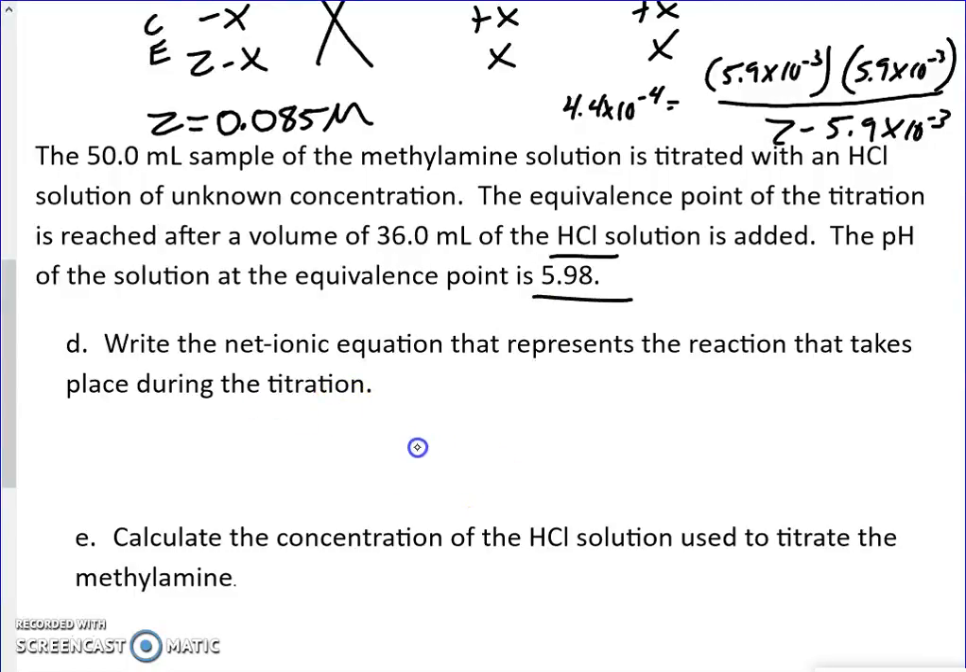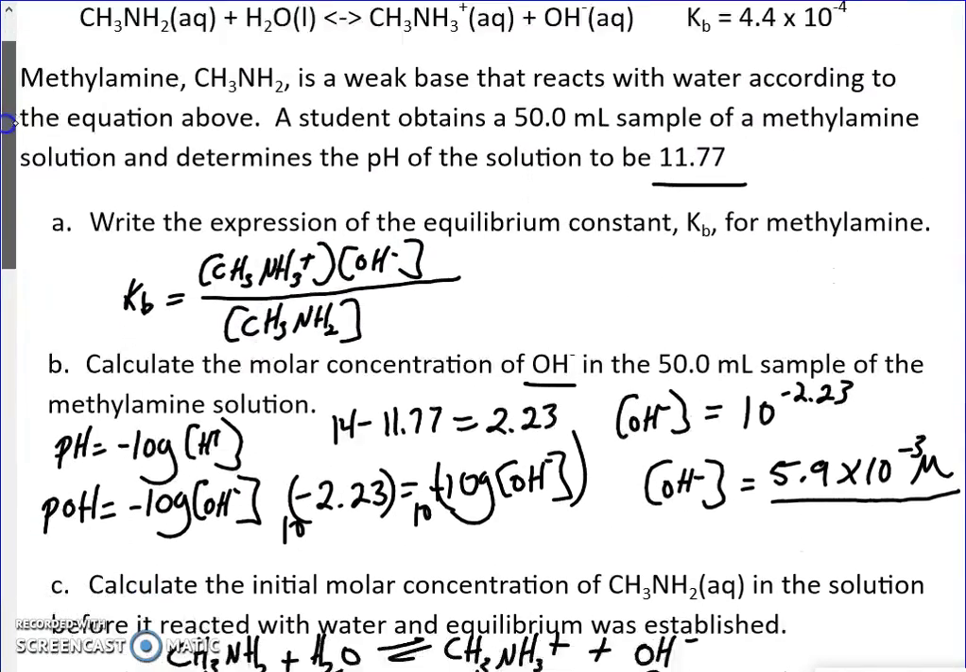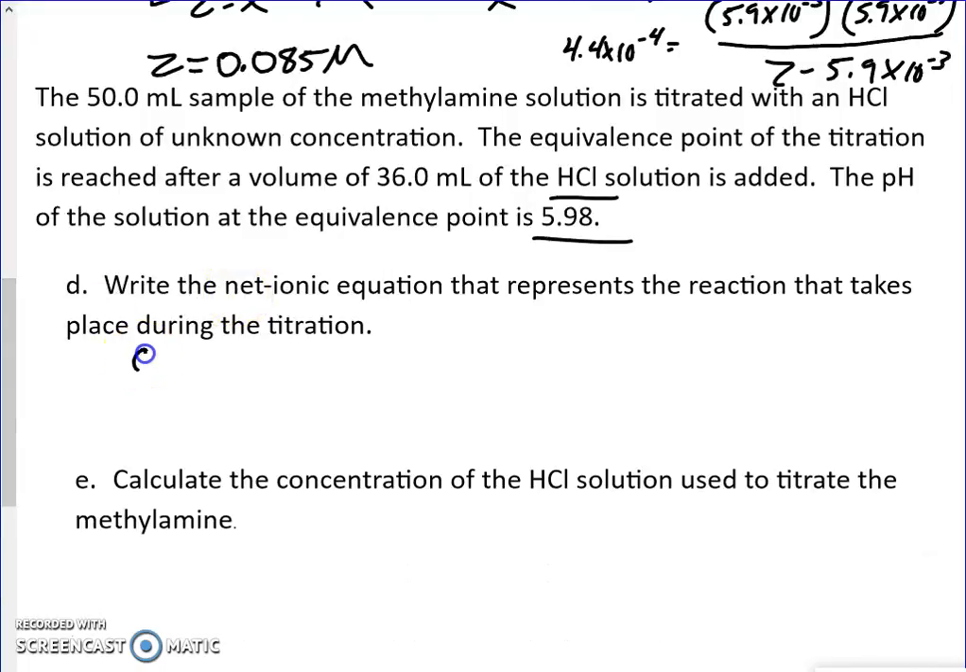D says to write the net ionic equation that represents the reaction that takes place during the titration. In other words, how does HCl react with the methylamine? So let's go back up here and grab what methylamine is. Methylamine is CH3NH2. It's going to react with HCl. Well, what part of HCl is it going to react with? It's going to react with the hydrogen, because remember, HCl is going to dissociate completely, forming hydrogen ions, chlorine ions. We don't care about the chlorine ions, we care about the hydrogen, so it's just going to react with the hydrogen. And what we're going to be left with is CH3NH3, the conjugate acid of the methylamine.